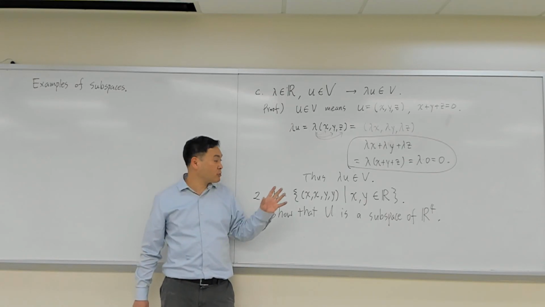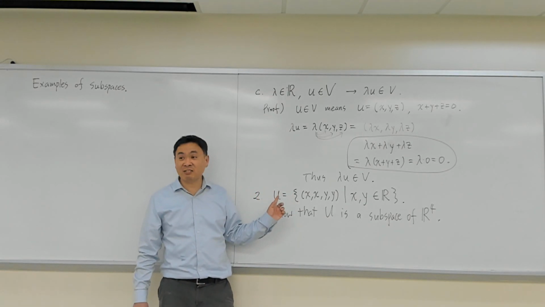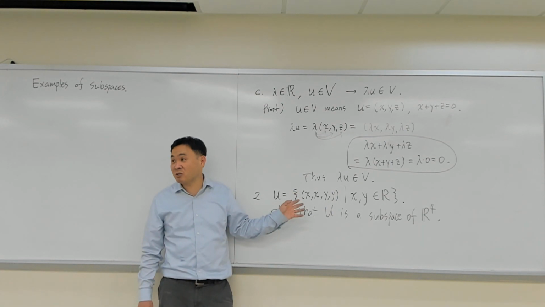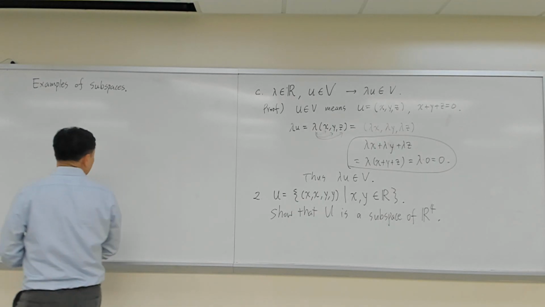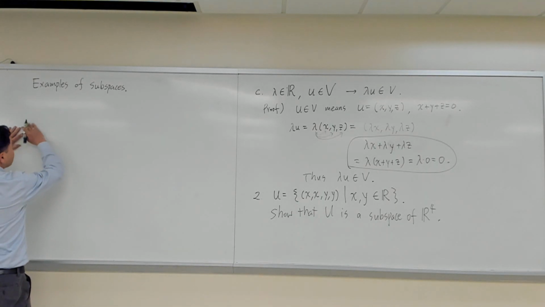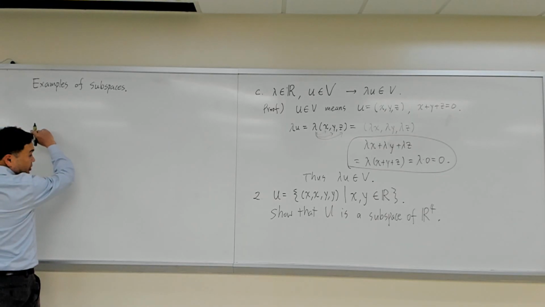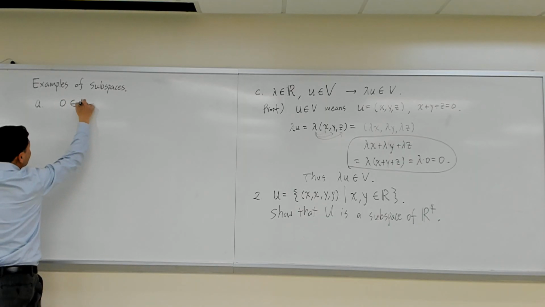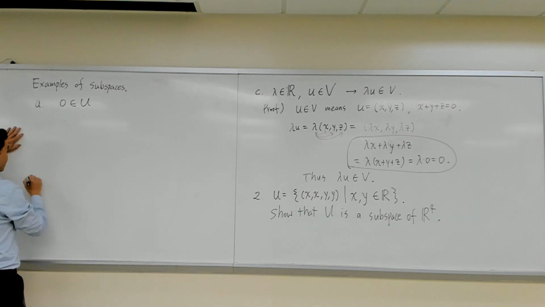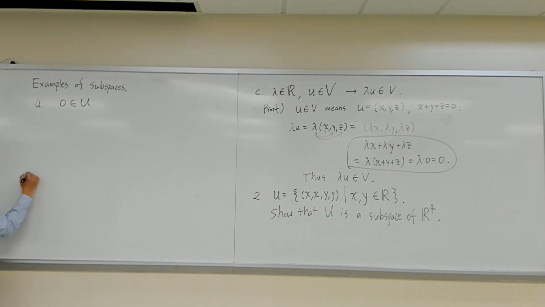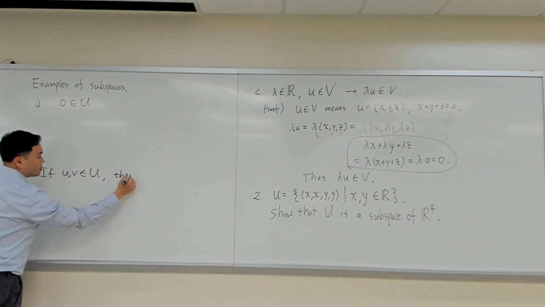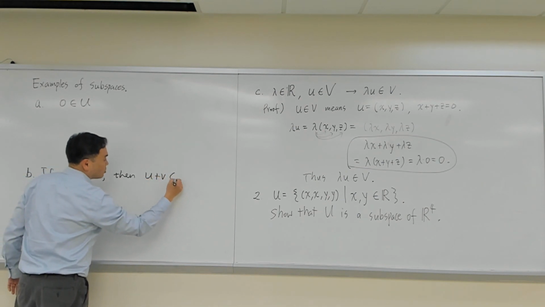You have to first have the full understanding of what this set is before you prove anything. The problem is, a lot of you try to prove something without understanding what's in there, okay? All right, so once you have that, the next thing is, let's show the 3 things. Number 1, I have to show that 0 is in U. And then we also have to show that if U and V are in U, then U plus V is in U.